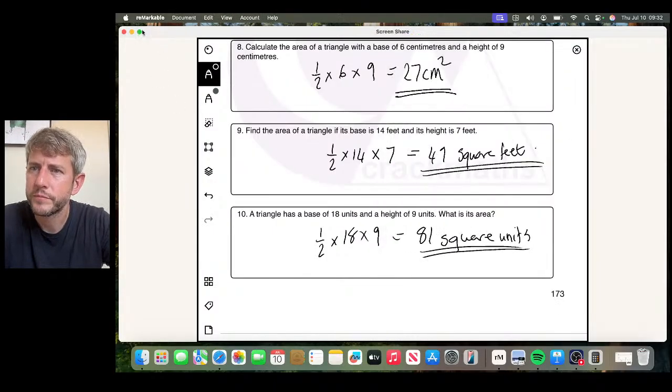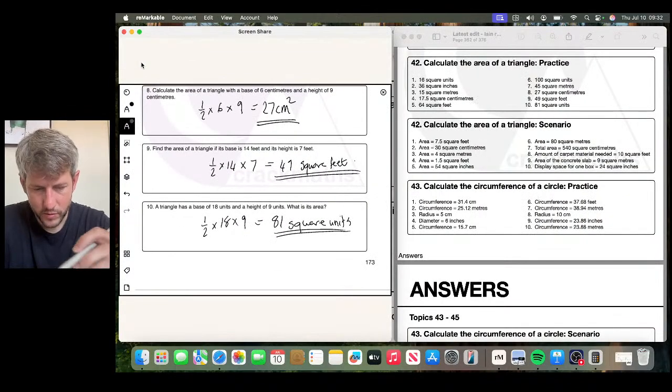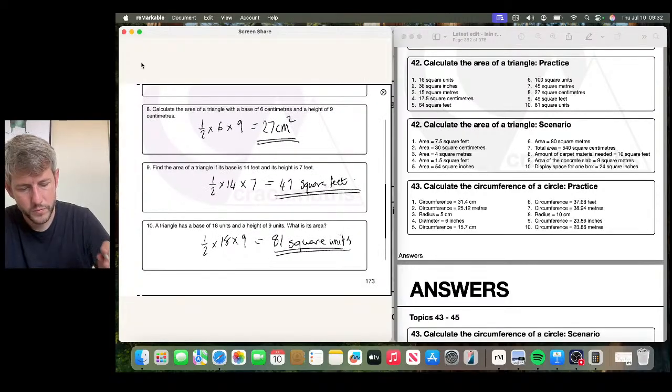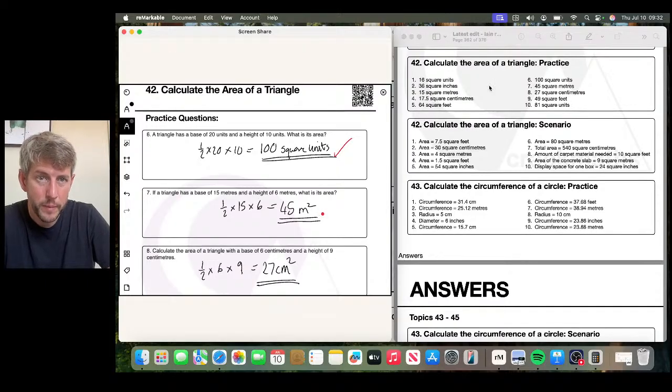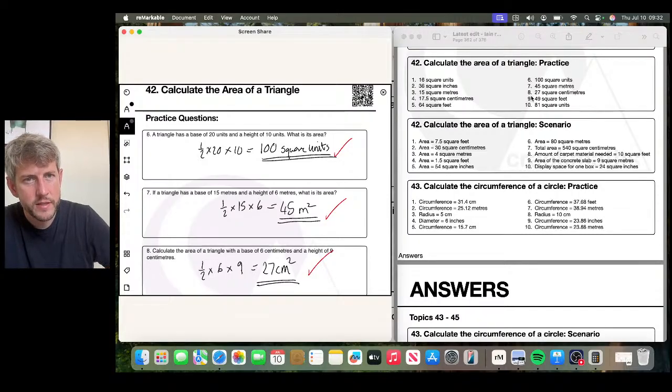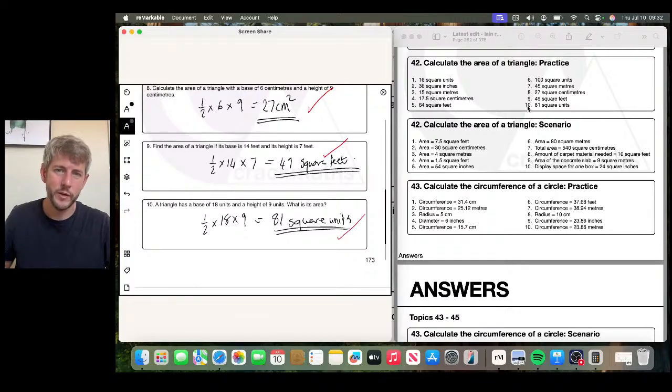Here we go. Right, so we've got here 100 square units. Yep, I'm reading from up here. 45 square units. 27 square centimeters. Yep. 49 square feet. And 81 square units. Okay. Right. Next.